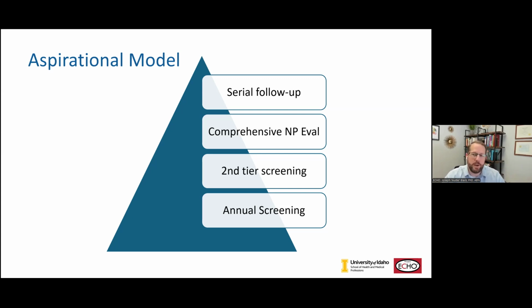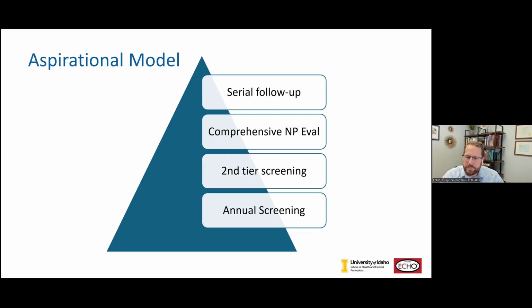But it is helpful to get a second level of screening to change your base rate so we can have higher confidence in diagnosis. And then if those are positive and it meets one of those other criteria, then you can send for neuropsych, and then there's serial follow-up at whatever level is appropriate.